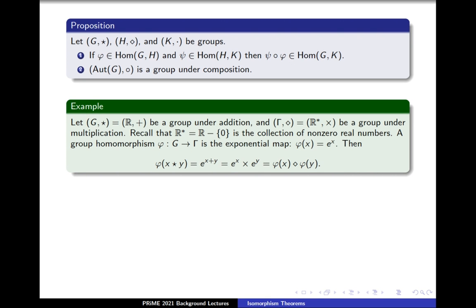Let's consider an example. So let's take our group G and our operation to be the real numbers under addition, and our group gamma with operation diamond to be R star with operation multiplication. So R star here will mean the set of real numbers minus the number zero. So this is the collection of non-zero real numbers. A group homomorphism phi from G to gamma is the exponential map. Phi of x is equal to e to the x.